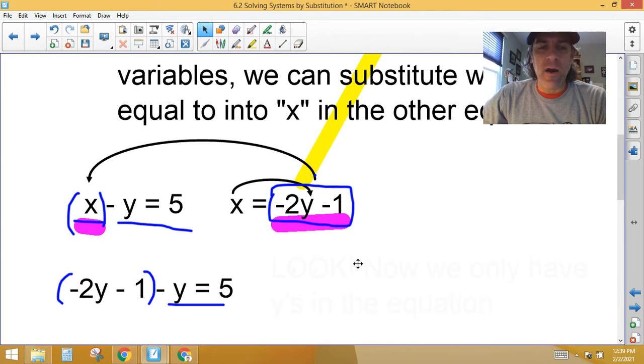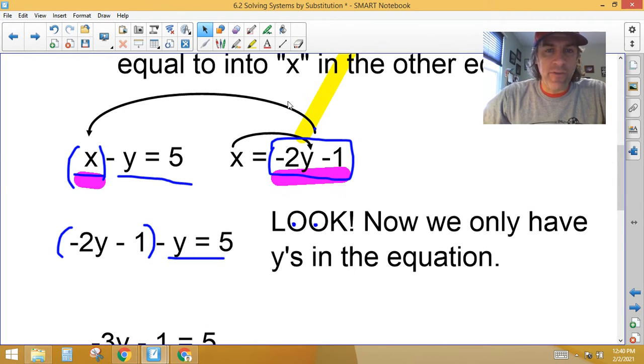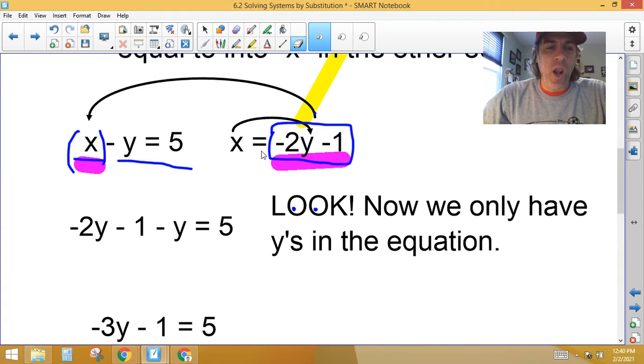And now look at this equation. It's only y values. Now we can solve this equation for y. So now take a look. What do I do to solve this for y? Oh, I have like terms. I can combine my two y values. Negative 2y, negative y gives me negative 3y. Now what am I going to do?